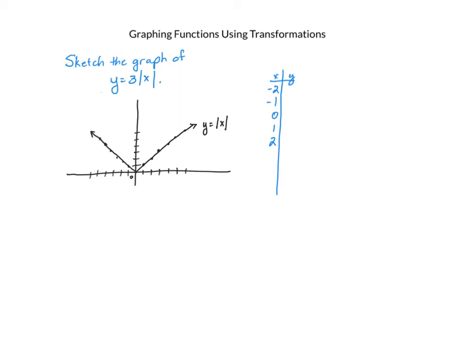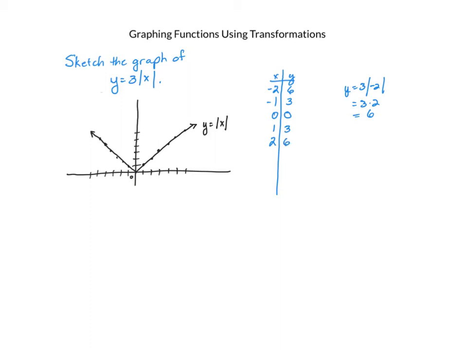So if we put in -2, we would have y equals 3 times the absolute value of -2, which of course is 3 times 2, or 6. So -2 gives us 6. Pop in -1 and you would get 3. 0 would give us 0. 1 would give us 3, and 2 would give us 6.